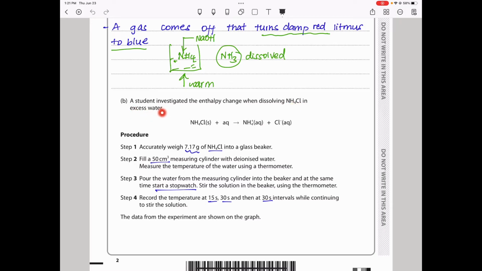The next question says, a student investigated the enthalpy change when dissolving ammonium chloride in excess water. So the water is in excess, it means all the ammonium chloride solid will be dissolved. The procedure: accurately weigh 7.17 grams of ammonium chloride into a glass beaker. Fill a 50 centimeter cube measuring cylinder with deionized water. Then measure the temperature change of the water using a thermometer.